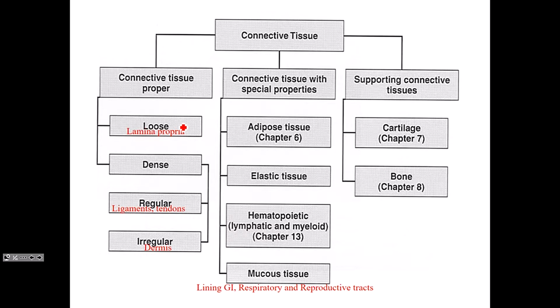It's all irregular. Then we have connective tissue with special properties, shown here, okay? And then one type is adipose tissue, which are fat cells, okay? And we'll be looking at that momentarily. We also have elastic tissue, which has elastic fibers in there, which, as the name implies, has elasticity, and we'll be looking at that in some greater detail.